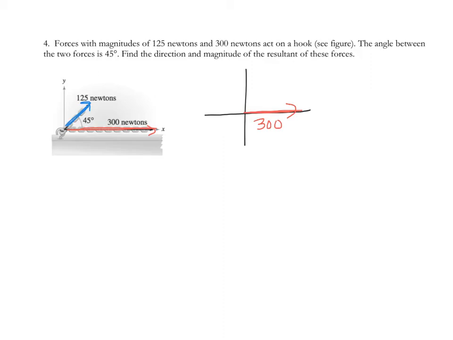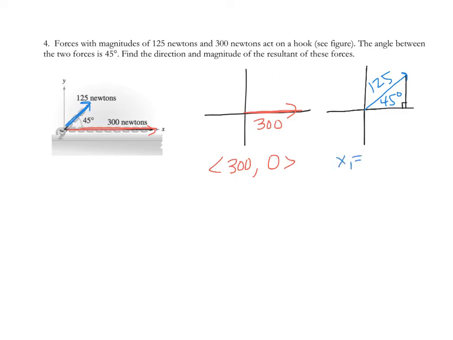So this one being at 0 degrees tells me that I can actually write the vector out right away. The horizontal component is 300 and there's no vertical component. So that's the component form for that vector. And then we're going to find the component form for the blue vector. So this is 45 degrees. This is 125. I'm going to turn that into a triangle and we're going to find each component here.